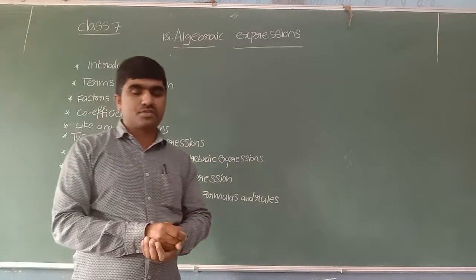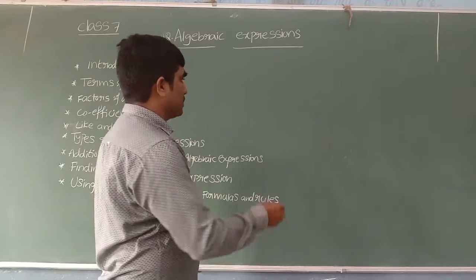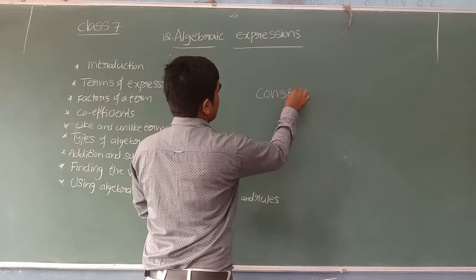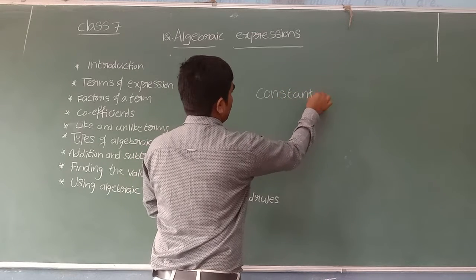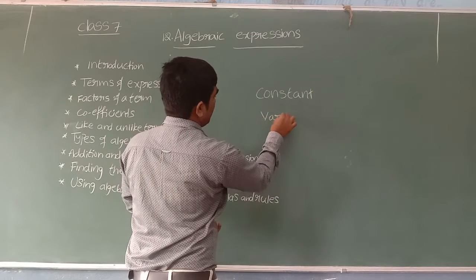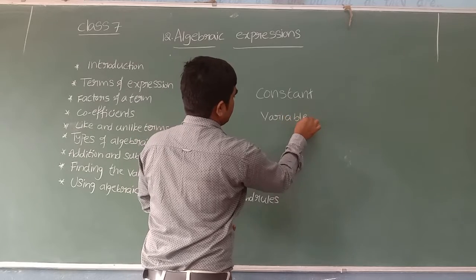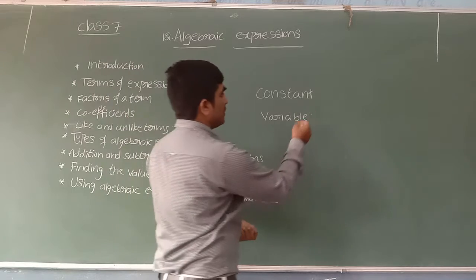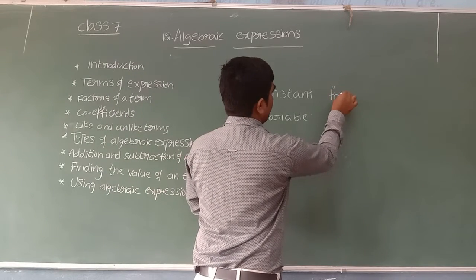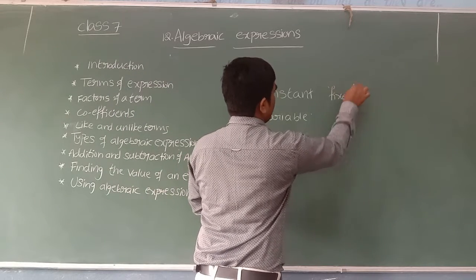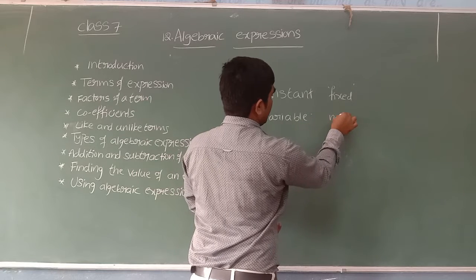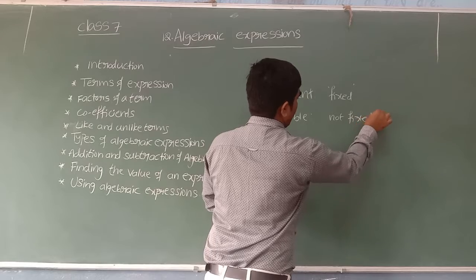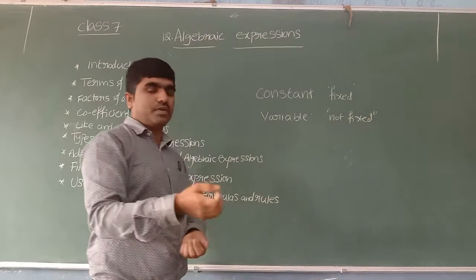Before going to this topic, we need to know some basic terms which we generally use in this chapter. One is constant and one more is variable. What is meant by constant? Constant means it has a fixed value. Variable means it does not have any fixed value.